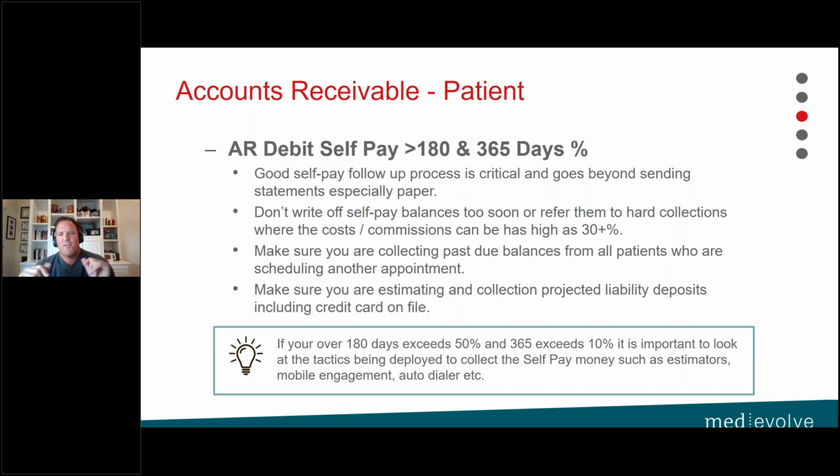Patient, again, not to belabor patient, I think I've already done that a few slides ago. But look, it breaks my heart when I see tons and tons of money sitting out there past 180 days, 365 days in self-pay AR, right? People ask me, well, what do I do about it? I said, well, the first thing I'd stop doing is sending paper statements and hoping for a different result. I think there's a definition around insanity somewhere in that statement.